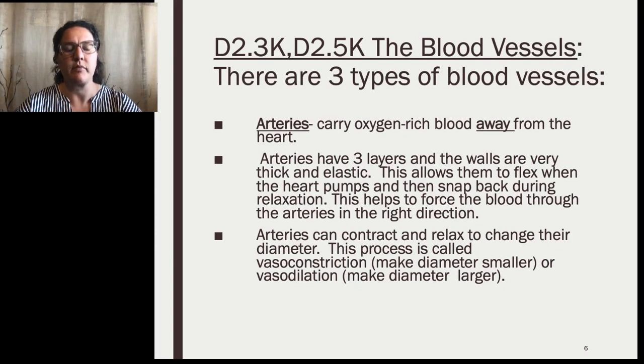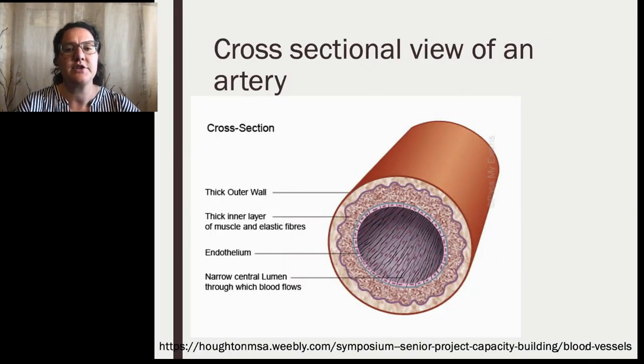These arteries can contract and relax to change their diameter, called vasoconstriction or vasodilation, and this is important to help warm the body up, cool the body down, or to allow more blood to flow through times of strenuous exercise. Here's the cross-section of an artery. We have a thick outer wall, an inner layer that has elastic muscle and tissue fibers, and then an endothelium, the inner layer of cells lining that artery. And then there's a central area through which blood flows.